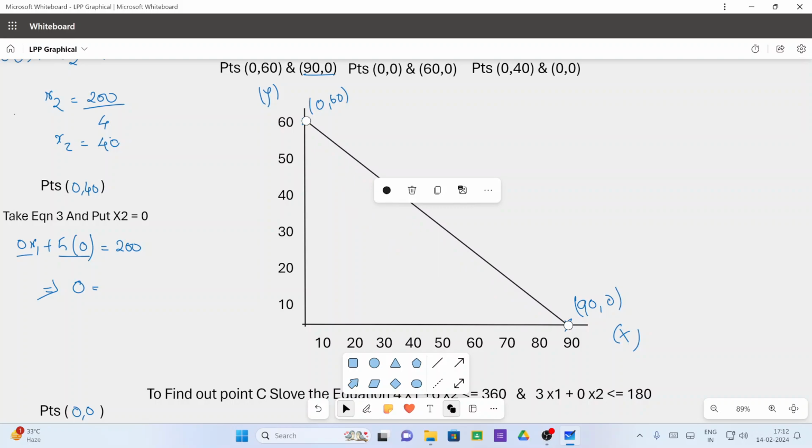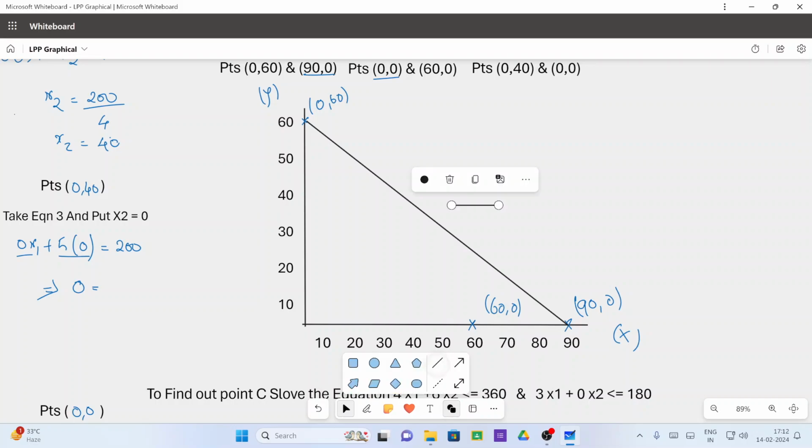Now we have to mark the points for the next point, which is 0, 0. So 0, 0 comes here. The next point is 60, 0 in that equation. So 60 on the x-axis and on the y-axis it is 0. So 60, 0 comes here. Now we have to draw a line.